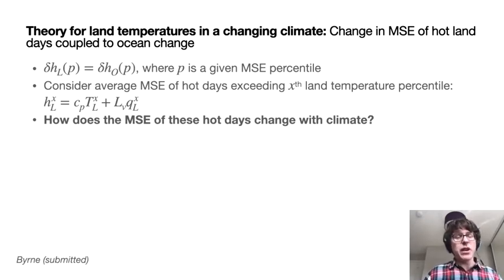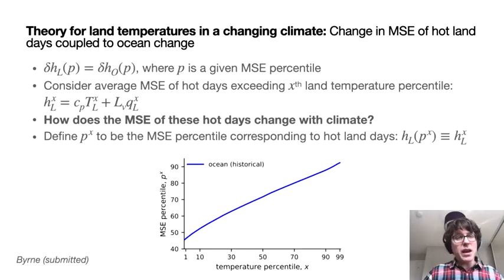So how does this moist static energy of hot days change with climate? To estimate the change in moist static energy on these hot days, I define Px to be the moist static energy percentile corresponding to those hot land days. So the Px percentile of moist static energy is defined to be equal to the moist static energy on those hot land days.